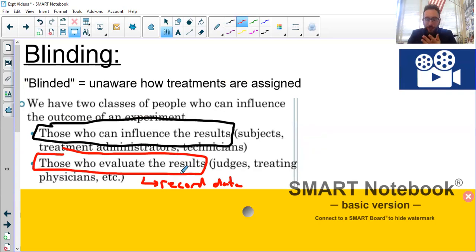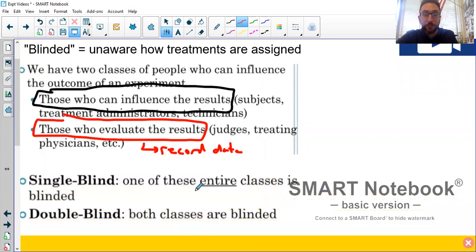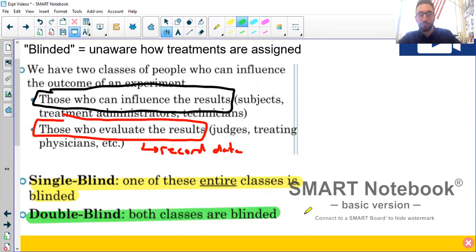And so in an experiment, we can sometimes make one of these groups unaware how treatments were assigned, sometimes make both of these groups unaware how treatments are assigned. If one of these groups of people is unaware how treatments are assigned, we call that a single blind experiment. And I'll unnecessarily highlight this. If both of these groups of people are unaware how treatments are assigned, we call that a double blind experiment. And the best experiments are double blind if it's possible to double blind them, right?